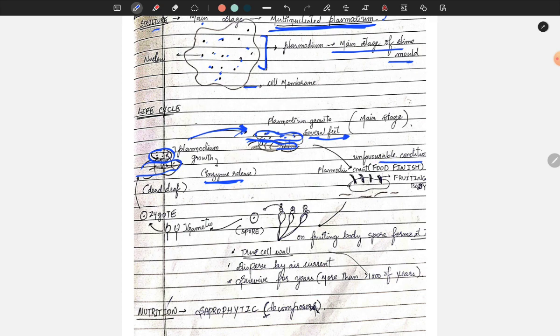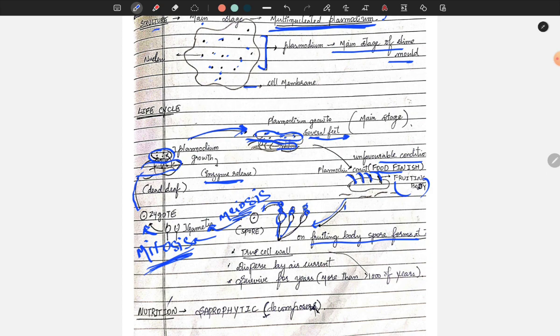Now under unfavorable conditions, meaning when the food is finished, it forms the fruiting body. Like this, on the plasmodium it forms the fruiting body. On the fruiting body, spores get formed. Now this spore forms gametes, where meiosis occurs. Gametes form a zygote, where mitosis occurs. Here meiosis, here mitosis. Gametes form zygote, and zygote again forms plasmodium. This is the simple life cycle, remember.